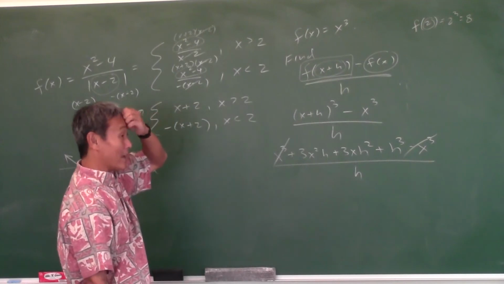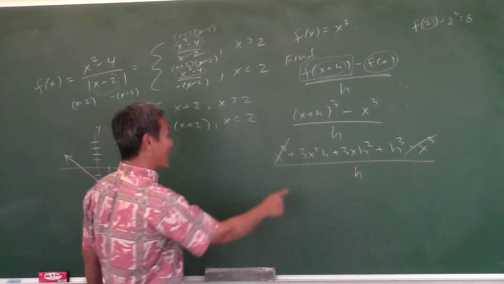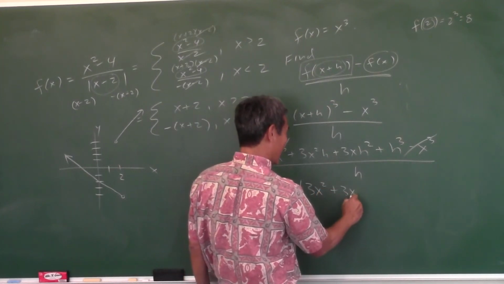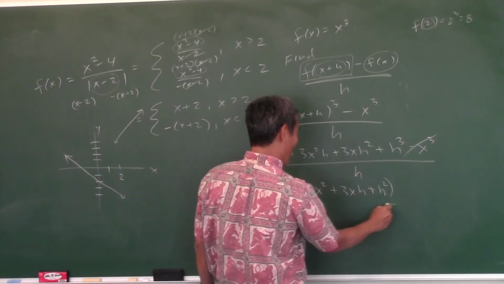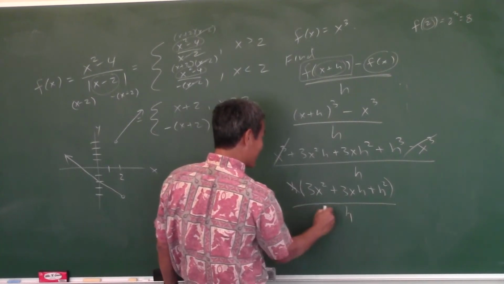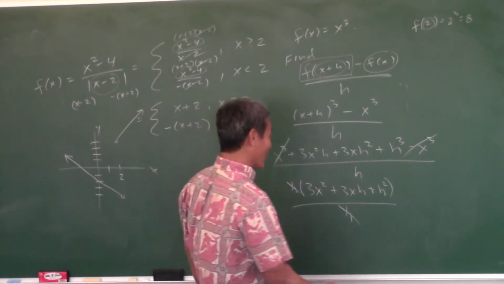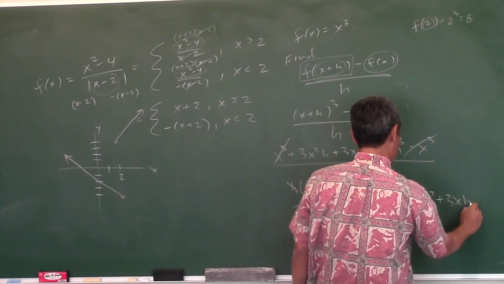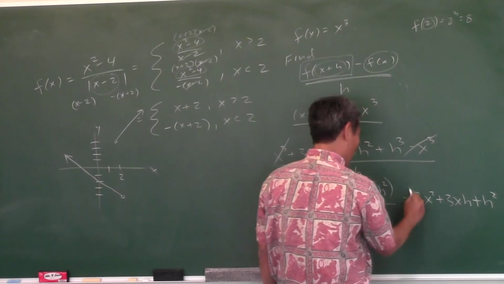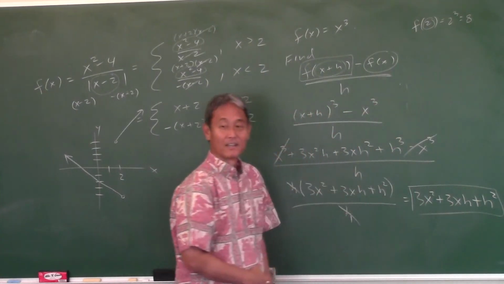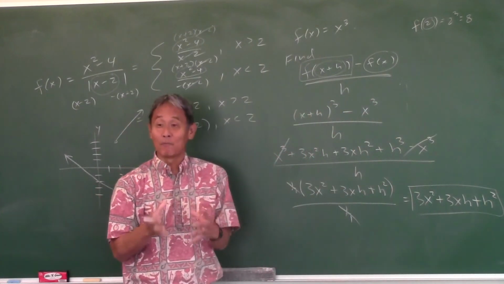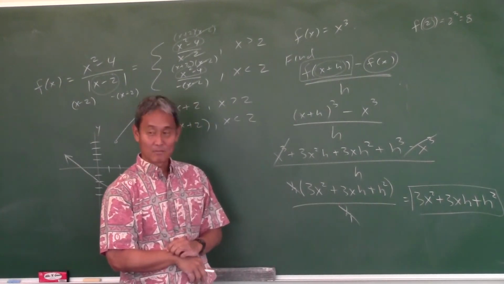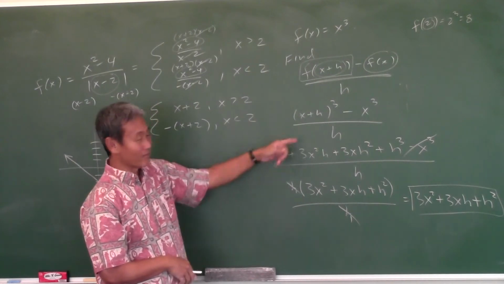Anyway, this cancels this. And then can I simplify any more? Yeah, you factor out h on the top. You get 3x squared plus 3xh plus h squared, all over h. The h's cancel out. Final answer, survey says: 3x squared plus 3xh plus h squared. Box that, that's the answer. Yes, it always simplifies nicely. Well, if you think that's nice. That's pretty nice actually, considering where you started from.